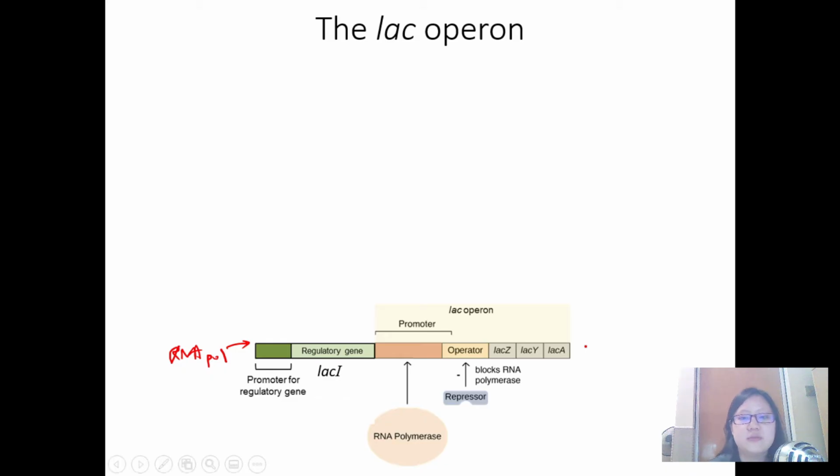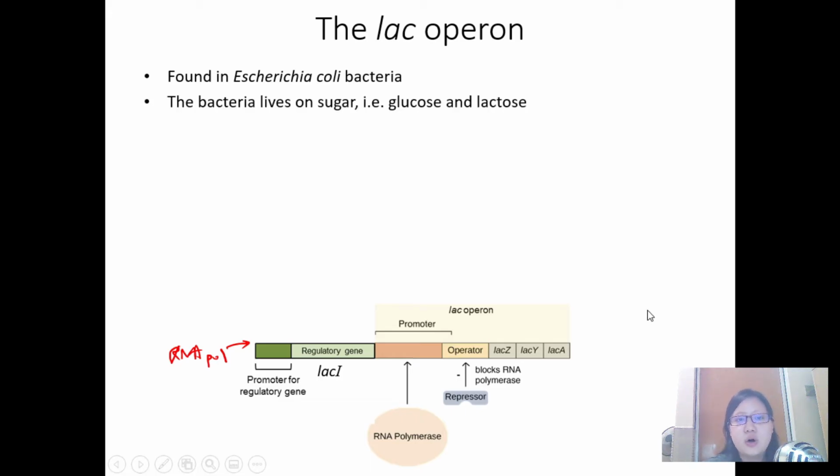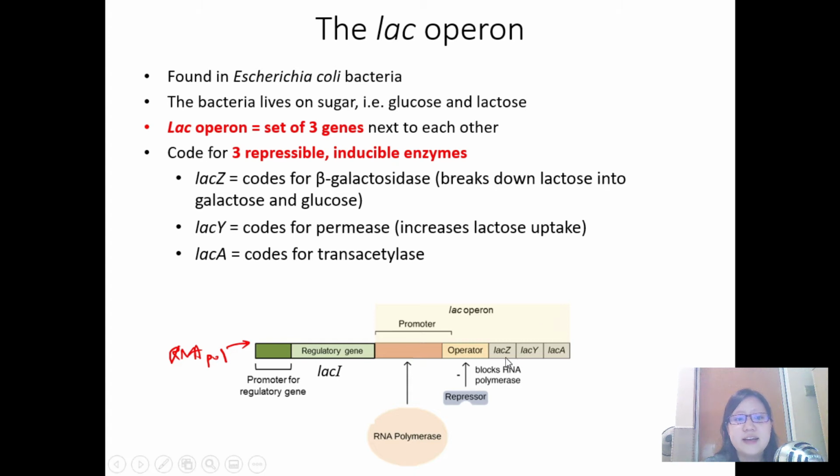Don't ask me why it's like random alphabets. I don't know, the scientists named it like that. Just memorize it. Anyways, the lac operon is found mainly in E. coli, and E. coli is always very studied. It lives on sugar, i.e. glucose and lactose, and this particular lac operon is in charge of breaking down lactose. The lac operon has a set of 3 genes next to each other: lac Z, lac Y, lac A, and these code for 3 repressible and inducible enzymes. We're going to learn about how they are repressed and induced shortly.